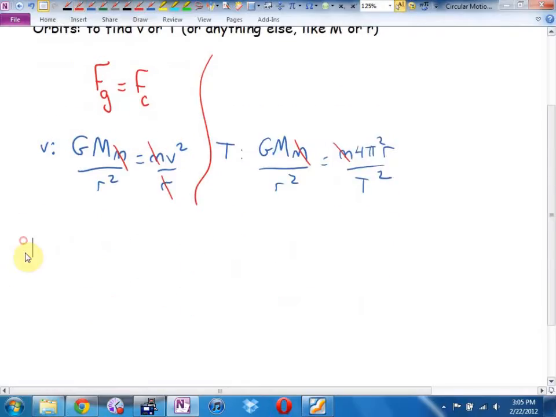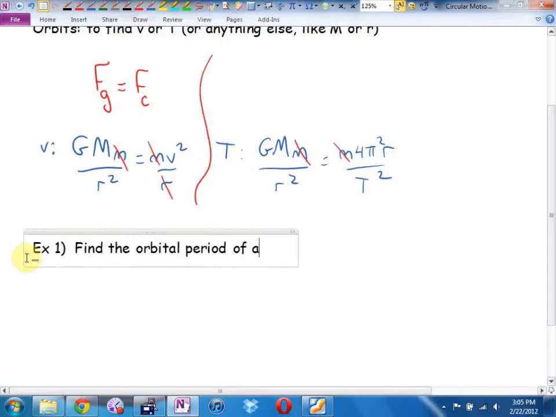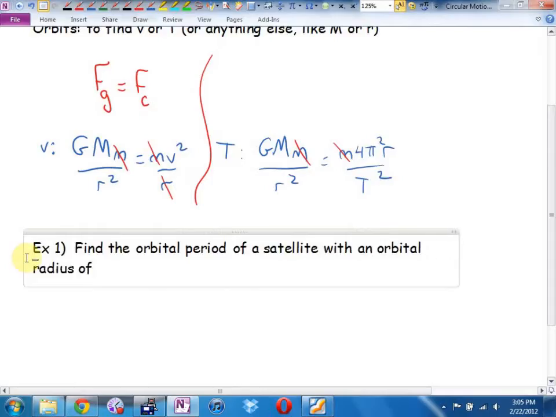As an example. Find the orbital period of a satellite with an orbital radius of 3, 4, 5, 1, 2, 3, 4, 5, 6 meters if they're rotating around the Earth. That's way too many zeros. Let's do, I want to be, let's go 5 zeros. Okay?